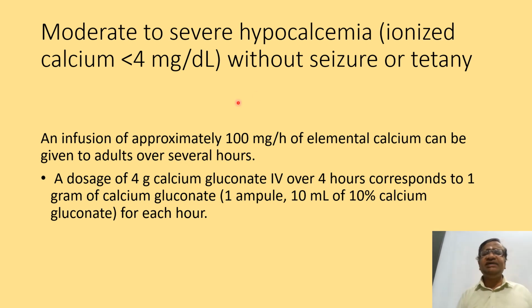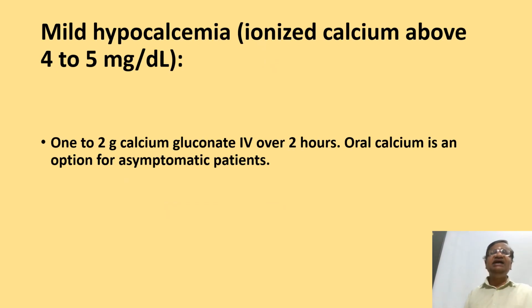When there is a moderate hypocalcemia but without seizure or tetany, yes, we can give the same dose over a period of 4 to 5 hours. There is not much emergency in this. Mild hypocalcemia, we can give 2 grams of calcium gluconate over 3 to 4 hours, and we can give oral calcium also.